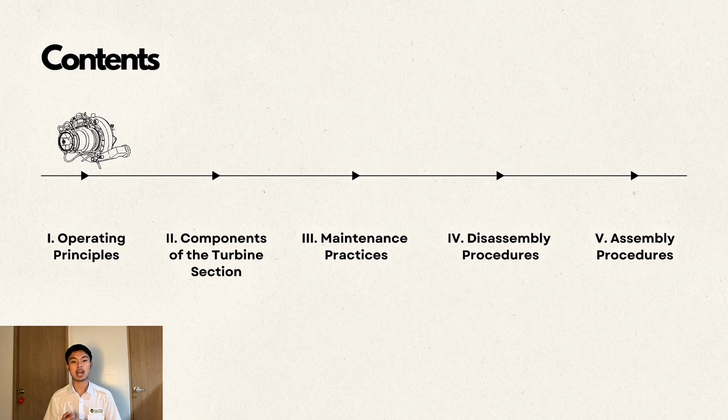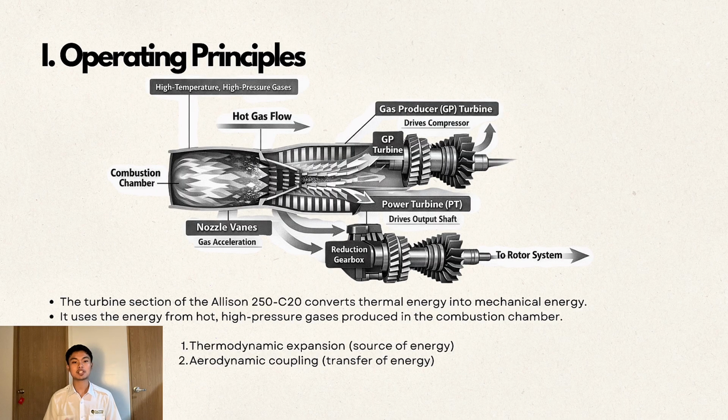For the first part, I will be discussing the operating principles of the turbine section of the Allison 250-C20, and I will also briefly discuss how the turbine works and compare it to other types of gas turbine engines. So, in this slide, the turbine section converts thermal energy into mechanical energy. In simple terms, yung heat and pressure ng gas from the combustion chamber kino-convert into rotation or motion. So basically, dito nagagaling yung power ng engine.